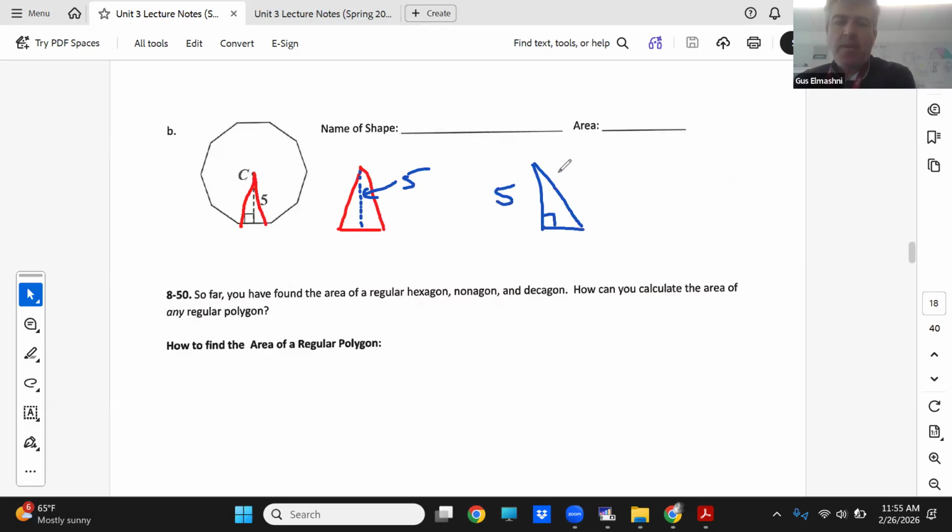There you are. Hold on. Let's talk about the angles. Each angle is 36 degrees, right? But when you cut it in half, you get 18 degrees. And I'll call this x, right? So tangent, you're going to do tangent, right? Are you guys using tangent?